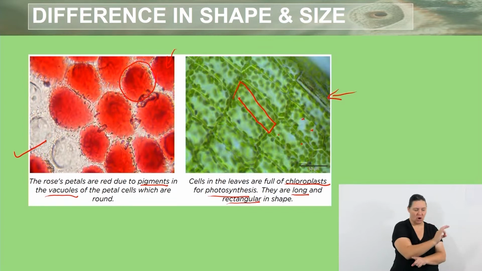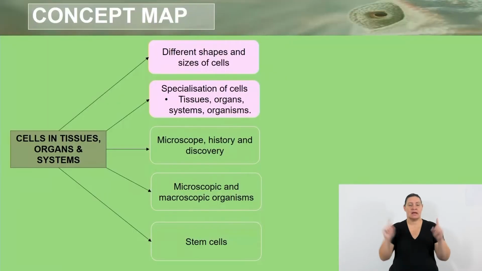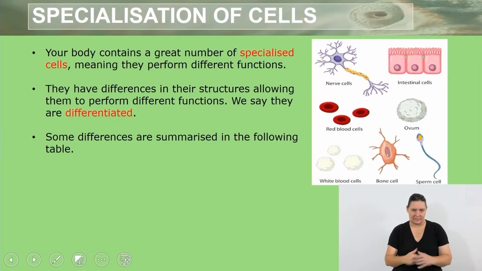So as you can see, they are both in the same rose, but they are different in shape, they are different in size, because they have to perform different functions. So that is what we mean when we say cells have different functions, and because of that, they have to have different shapes and sizes. So we are going to move on to the next part, which is specialization of cells, tissues, organs, and systems.